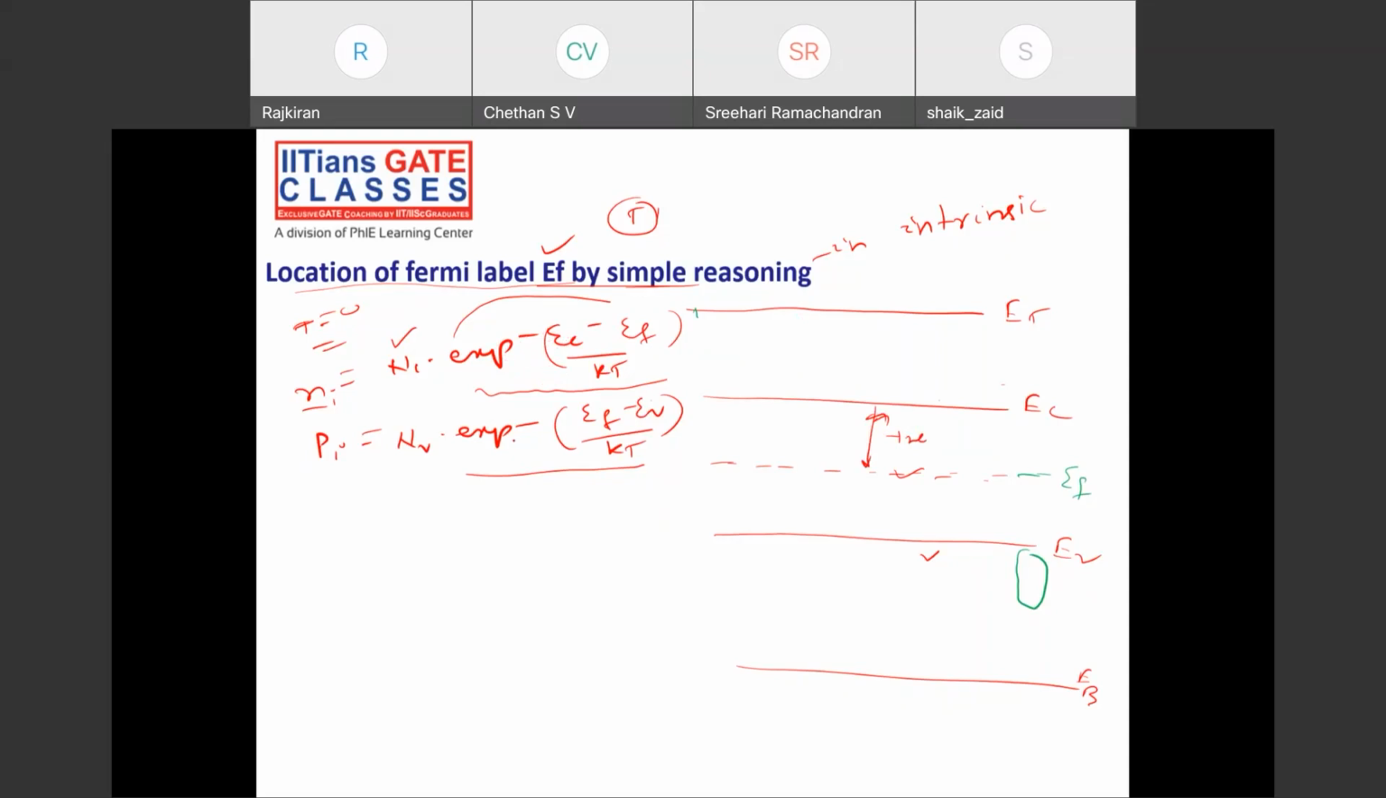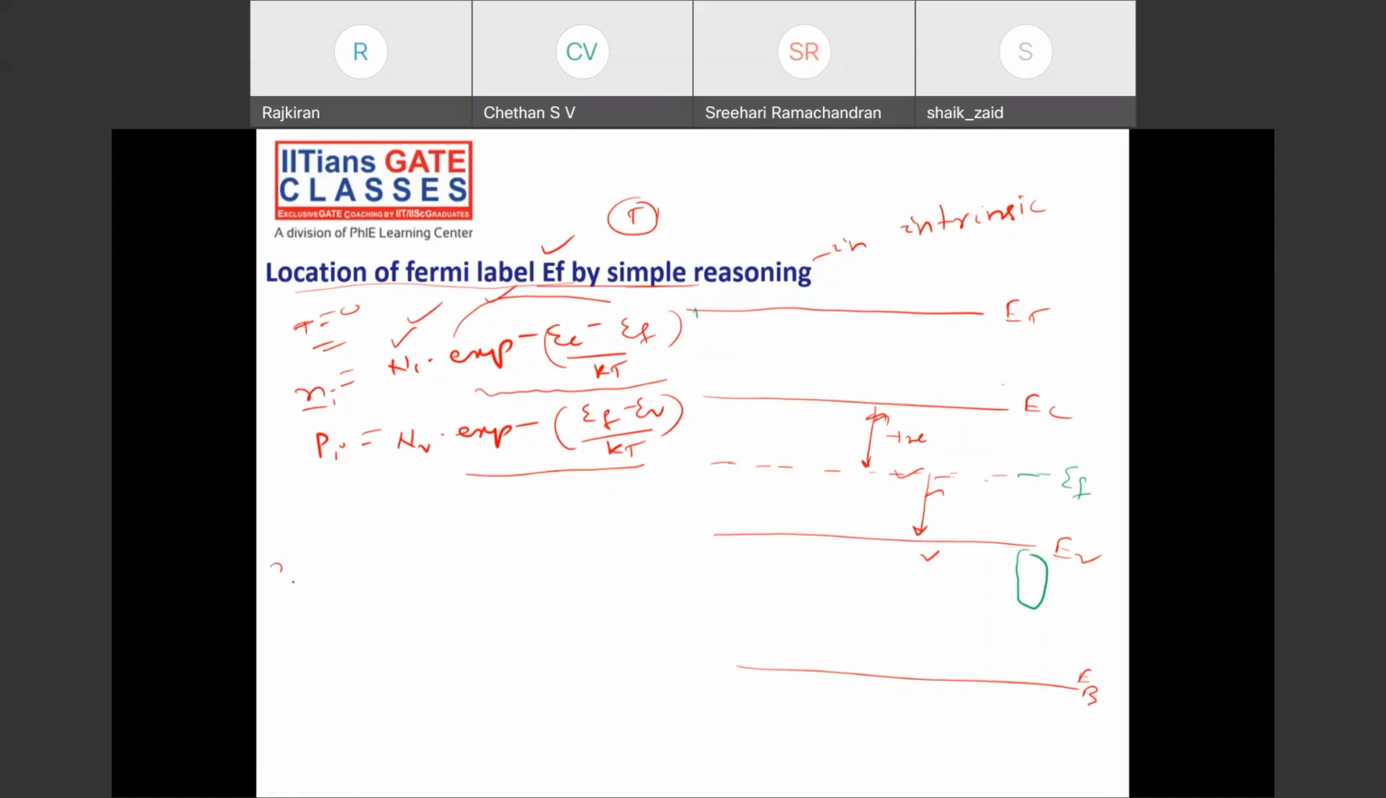Similarly here, EF is above and EB is below, so EF minus EB will give you a number greater than 1, and I have to do 1 by this. So I have taken a minus. That way you will not make any mistake in the exam. If you understand this point, this is a probability, and this is the density of states.